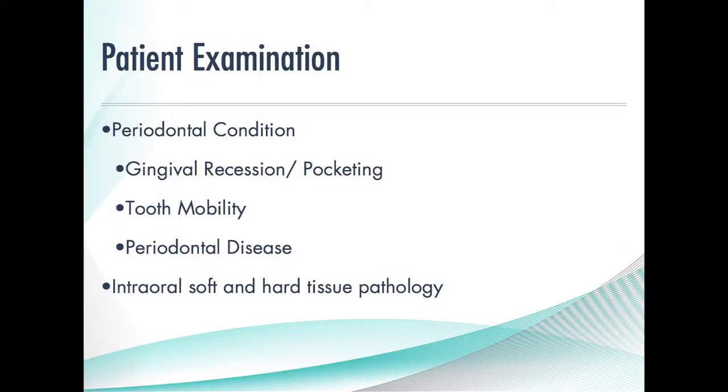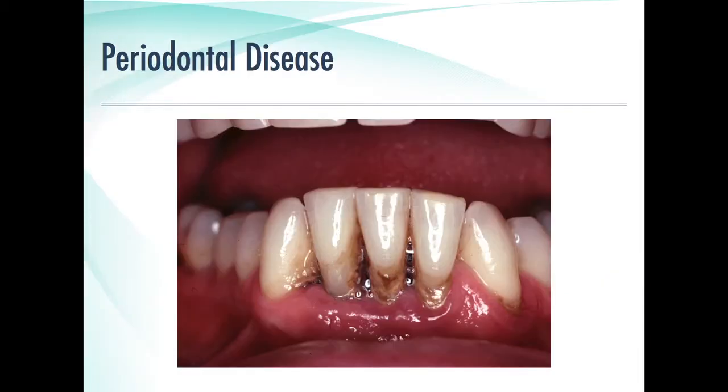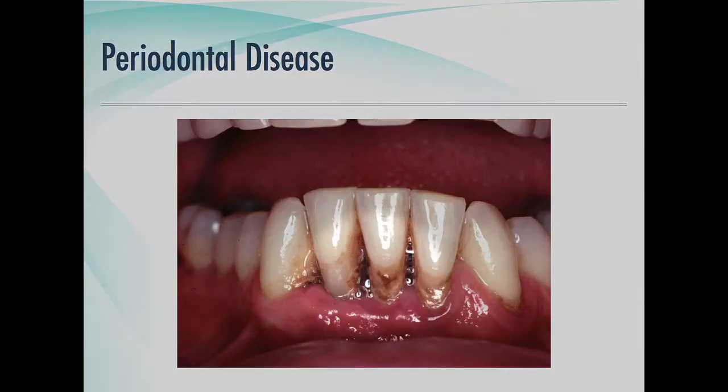Patient exam, we look at the perio, look at the gums, are the teeth moving? And obviously we do an oral cancer screening on all of our patients, no matter what they come in for. This periodontal disease, pretty obvious. We want to get this cleaned up before we make an appliance. And it's just a good opportunity, when you see this kind of thing.